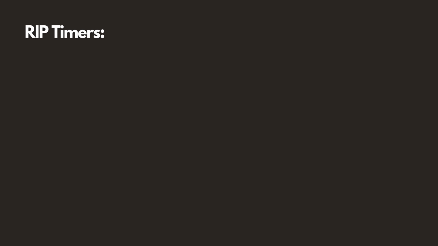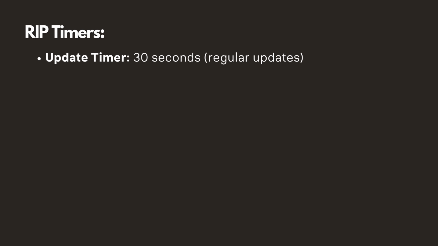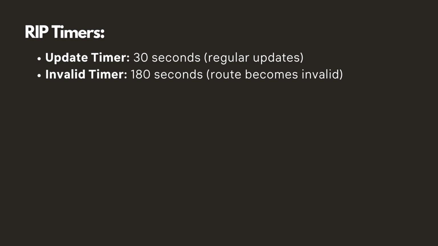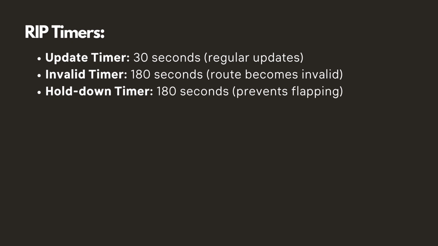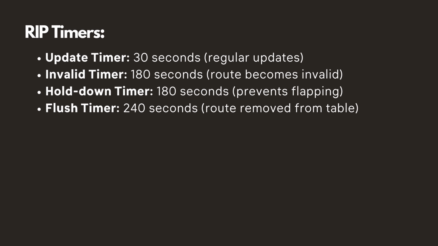RIP has different timers. Update timer, 30 seconds for regular updates. Invalid timer, 180 seconds. Route becomes invalid. Hold down timer, 180 seconds, prevents flapping. And the flush timer, 240 seconds, before the route is removed from the table.